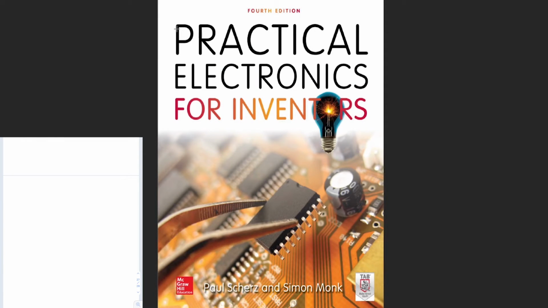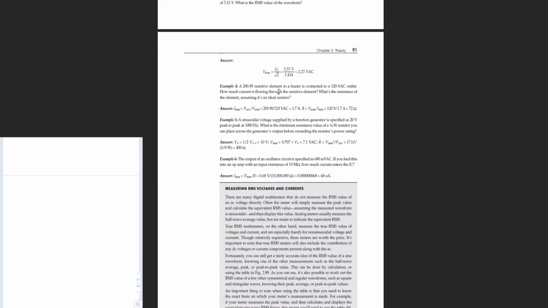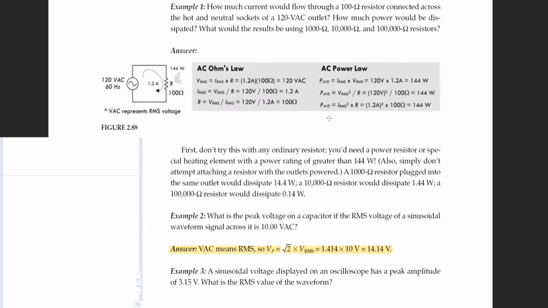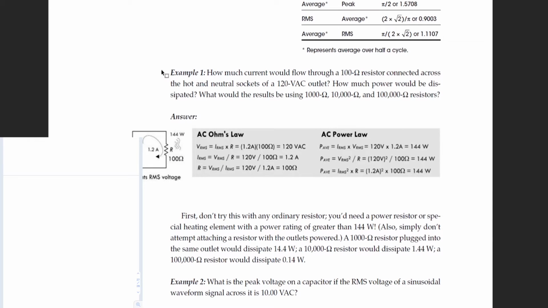So we're going through the Practical Electronics for Inventors book. I'm learning this at the same time as you are, so let's learn together. I'm currently on the AC chapter, on page 91. In the last two videos, we just did some exercises here, so if you want to see those, go back and watch those two videos.